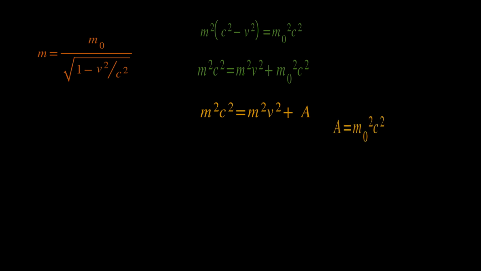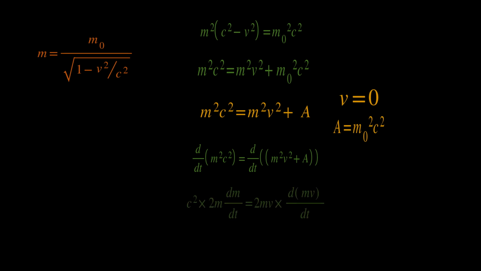We can say that a is this m naught squared c squared just by plugging in v equals 0 in this yellow equation. Well, we differentiate both sides with respect to time. We get that the derivative with respect to time of m squared c squared is equal to the derivative with respect to time of m squared v squared plus the constant a. So we're left with c squared times 2m dm/dt is equal to 2mv times d(mv)/dt. We cancel the 2m on both sides and we're left with c squared times dm/dt is equal to v times the derivative of mv with respect to t.